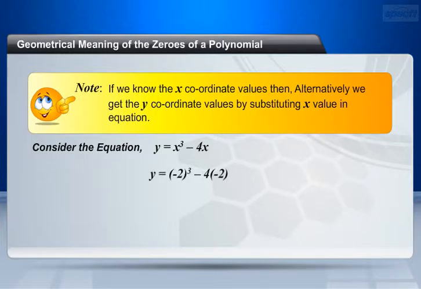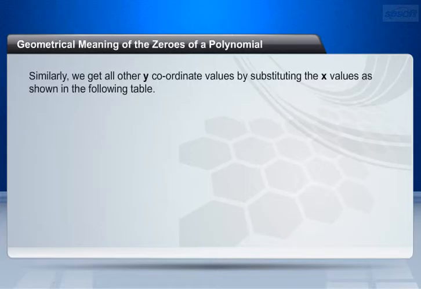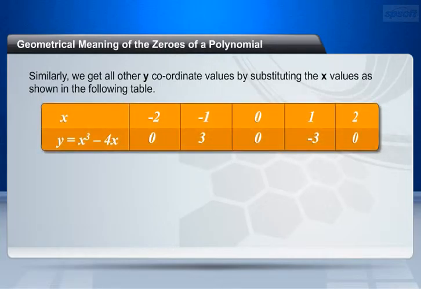So, substituting x is equal to minus 2, we get y is equal to minus 2 cube minus 4 into minus 2. This is equal to minus 8 plus 8. Here cancel positive and negative values. This implies y is equal to 0. Similarly we get all other y coordinate values by substituting the x values as shown in the following table.